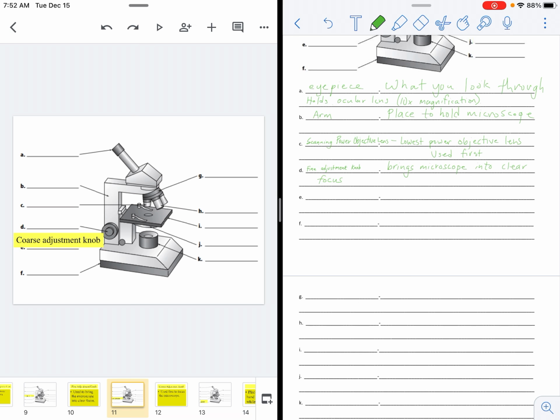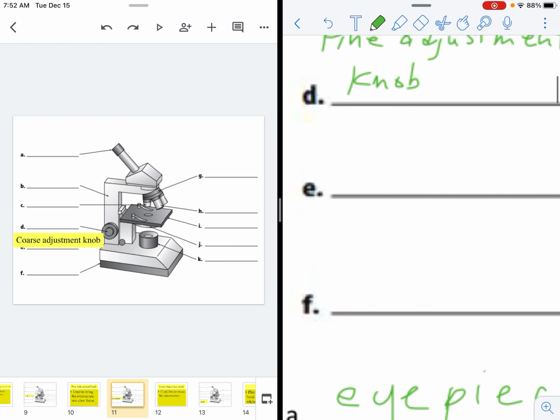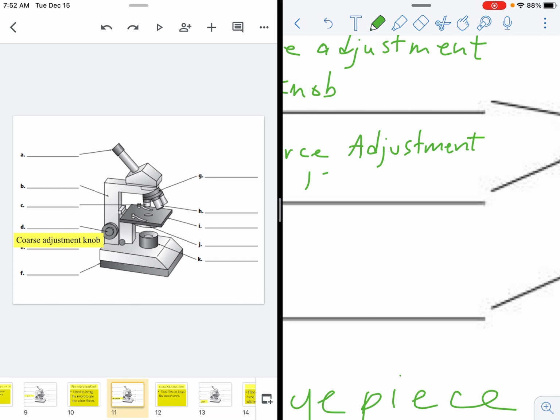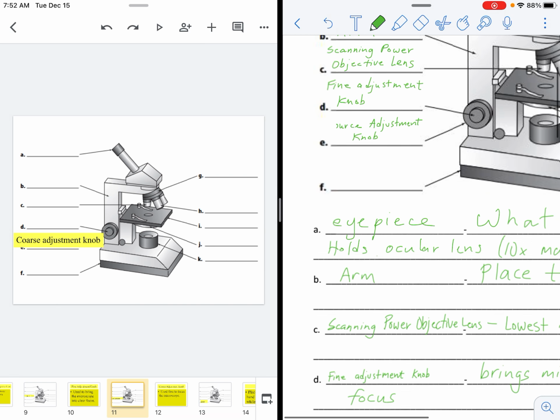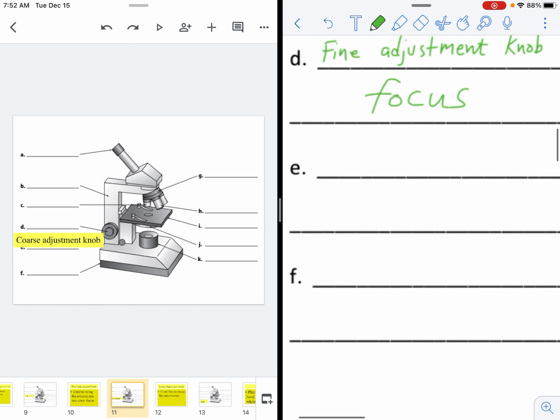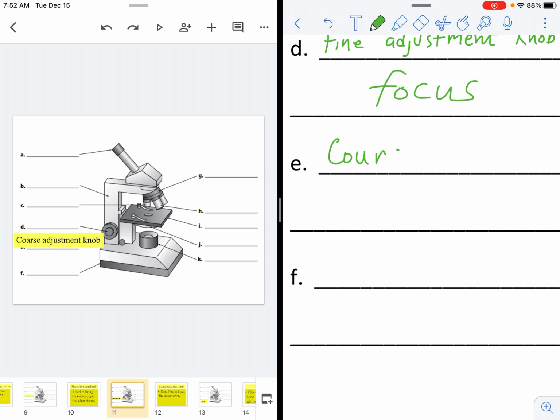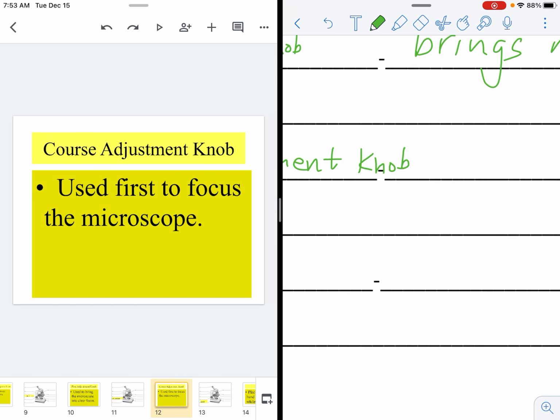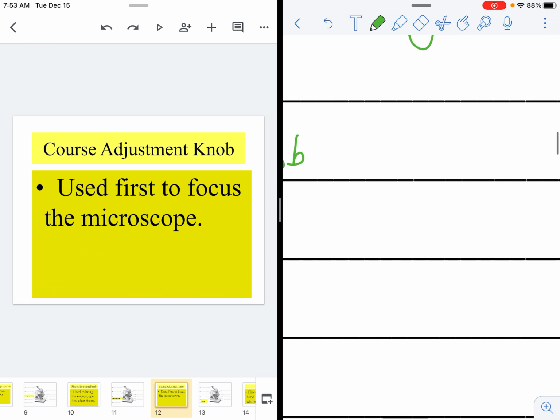Next, we are at the coarse adjustment knob. So that's going to be letter E. And the function of that, that is also used for focusing the microscope, but that's the one that you're going to use first.